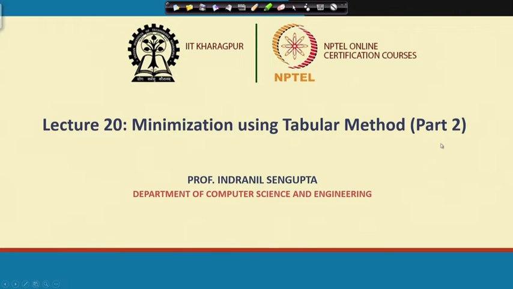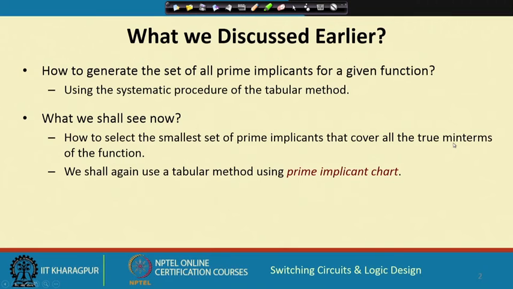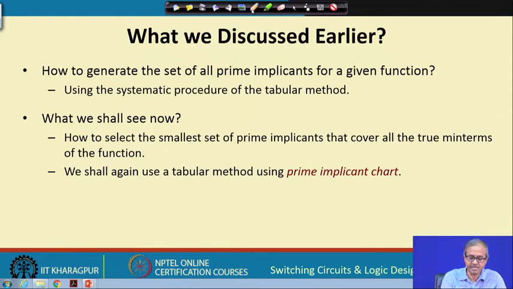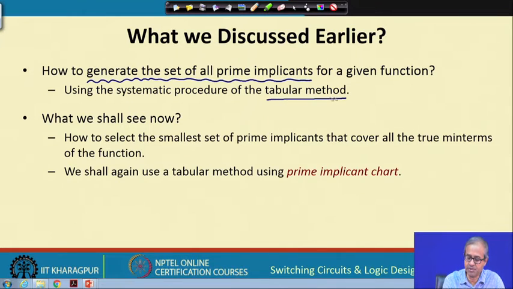So, this will be the part 2 of our lecture, minimization using tabular method. So, as I said, what we have seen in the last lecture is we have looked at a method to generate the set of all prime implicants for a given function, right. So, we had used a tabular method, a systematic method to do that. But what after that? Once we get the prime implicant, what is our next step?